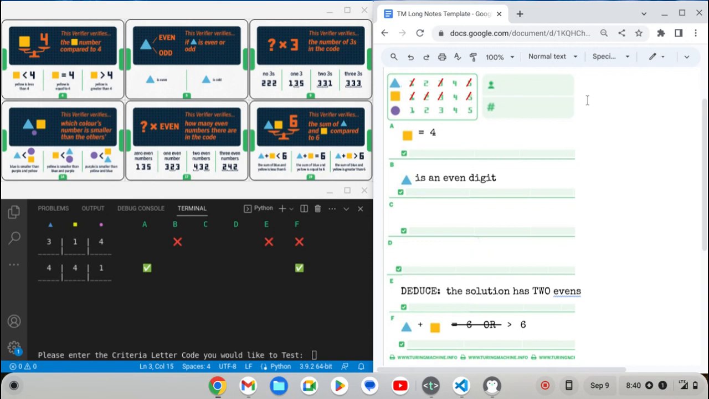Oh, and since it is a 4, triangle has to be 4 as well, because 4 plus 2 is 6, and we already know that that can't be true. So yeah, okay, fantastic.